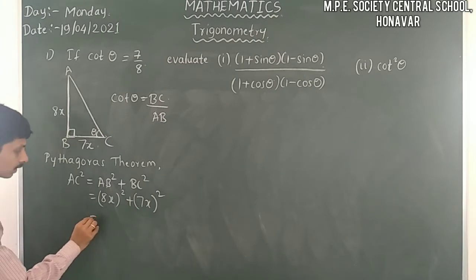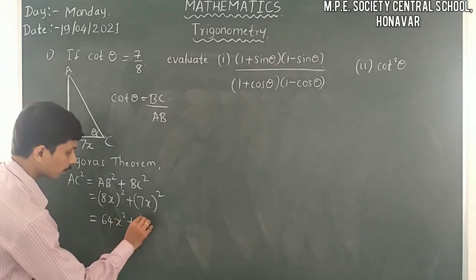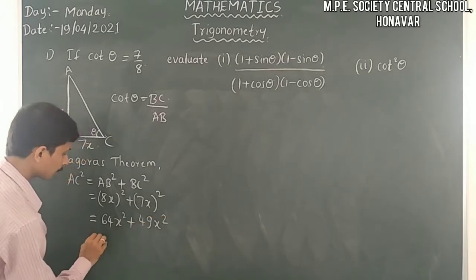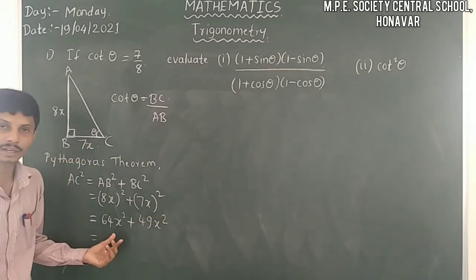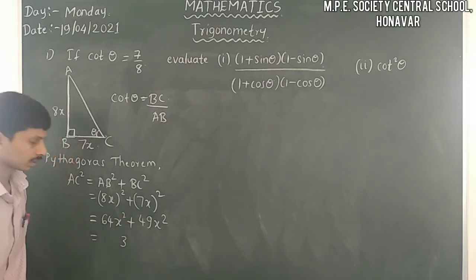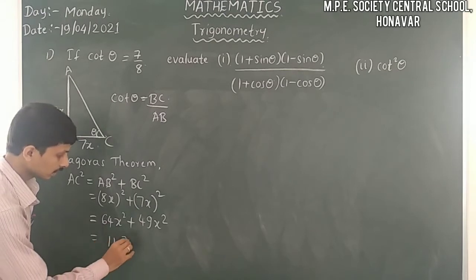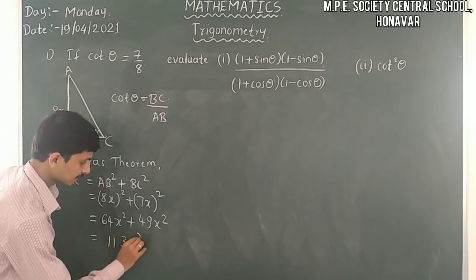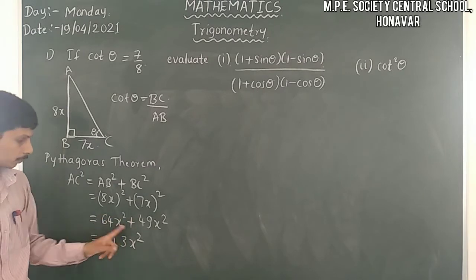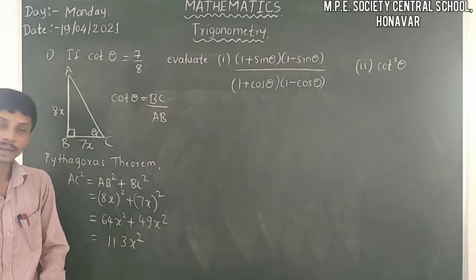That is 64x square plus 49x square. How much x square are we getting here? 4 plus 9 is 13, 1 remains; 6 plus 1 is 7, plus 4 is 11, so 60 plus 40 is 100. It is 113x square.